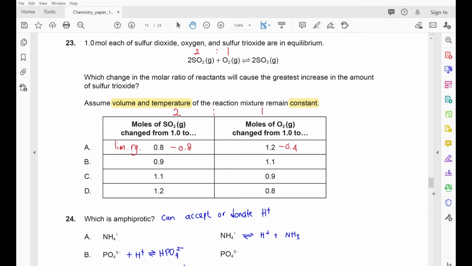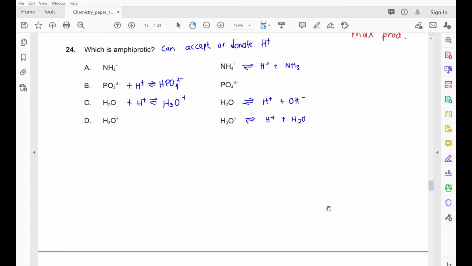Now let's do the calculation for each of these rows. From here we can see that the last row gives us the least excess reagent, and therefore we have a maximum product formed. So the answer is D.